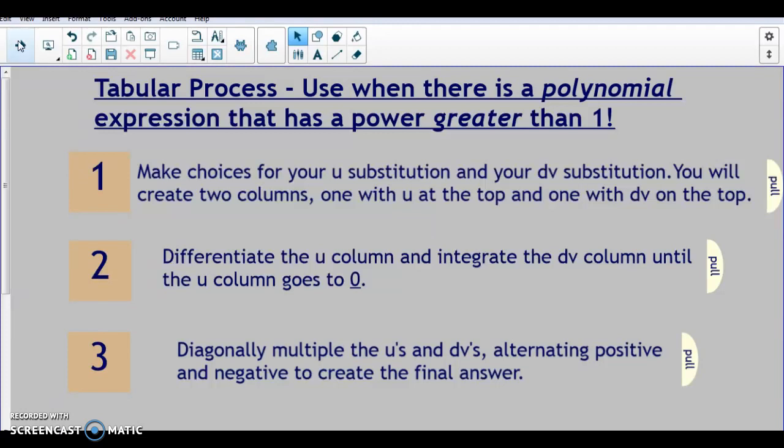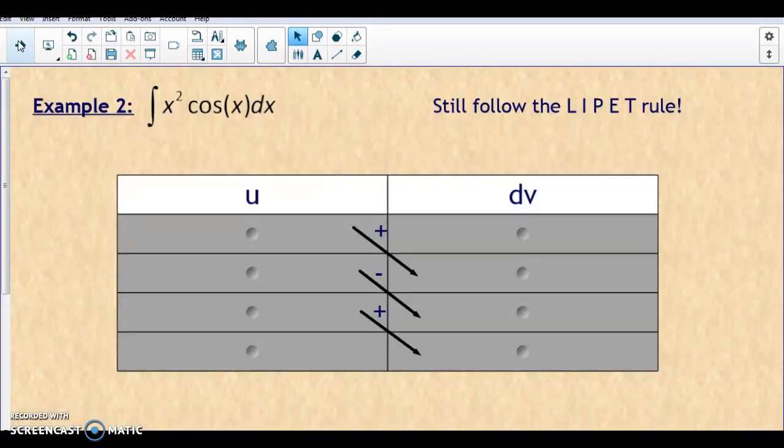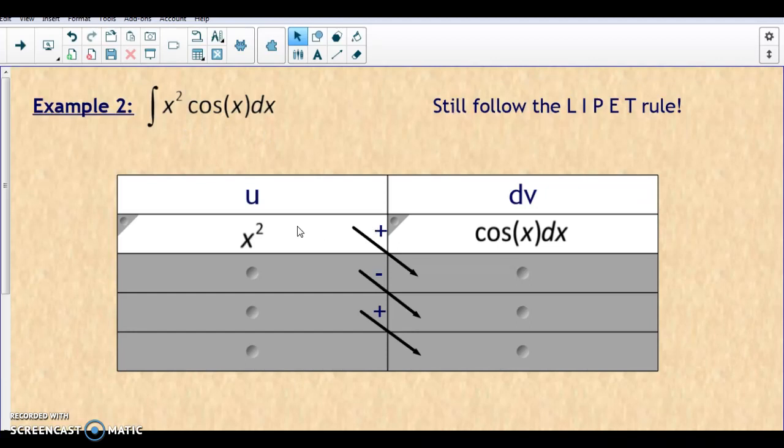Okay, so here's our first example. This one is x squared cosine of x dx. Still follow the LIPIT rule, so that means your u substitution should be the polynomial, which is x squared. So here's my left column, here's my right column. In the u substitution column, I'm going to put x squared in the first spot, which means in my dv substitution column, I'm going to put cosine of x dx. Now I'm going to differentiate this column until I can't do it anymore because I get 0.